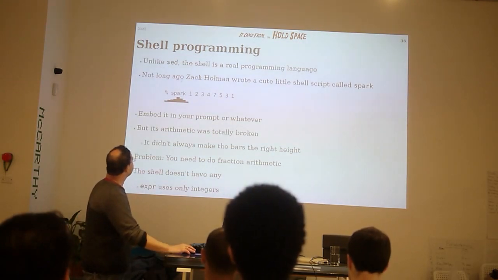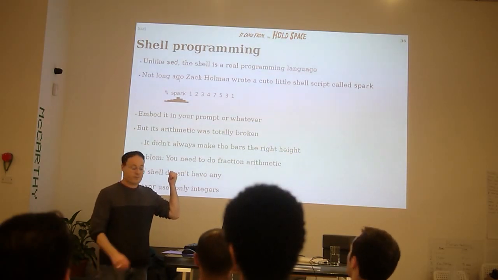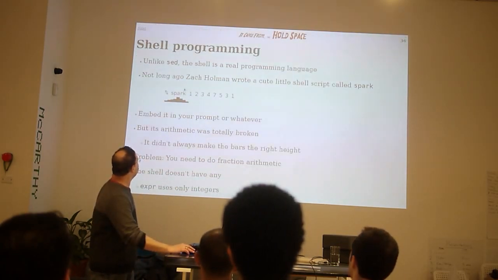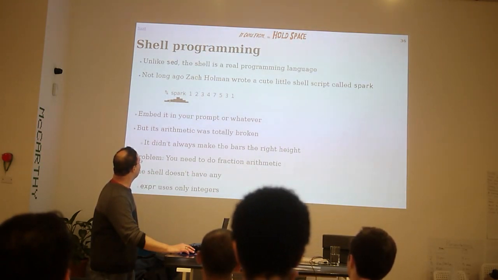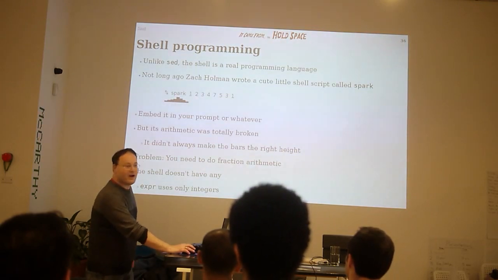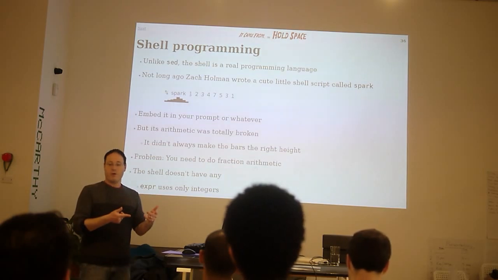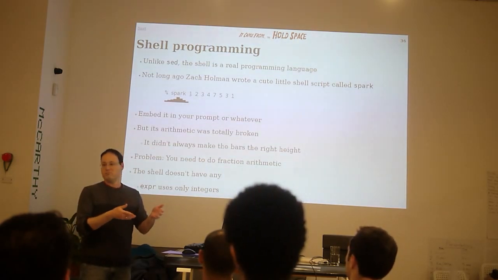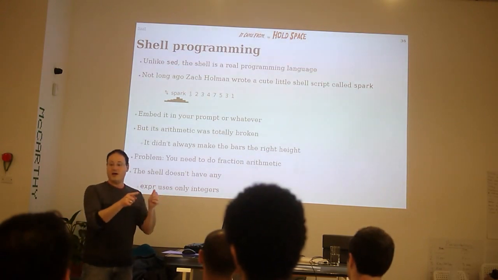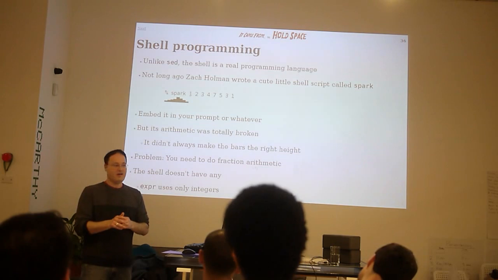As a funny demonstration, this person, Zach Holman, who works for GitHub, wrote this little script a while back called Spark, where you give it a list of numbers, right? 1, 2, 3, 4, 7, 5, 3, 1, and here it is, making little bars. And then you could tell the shell, when you're about to figure out what my prompt is after every command, run Spark on something of interest, and include that in my prompt. So each command, you see a little graph of something or other.